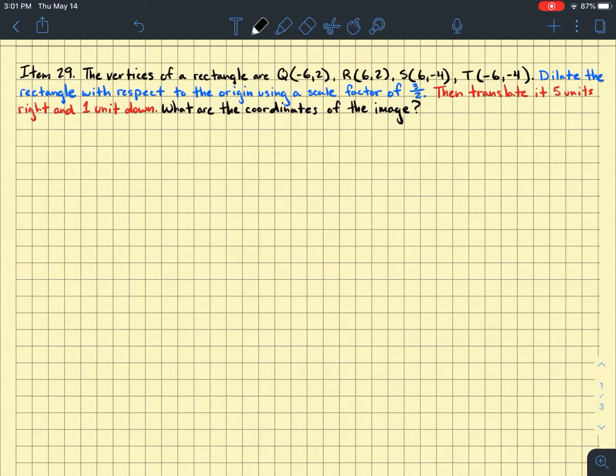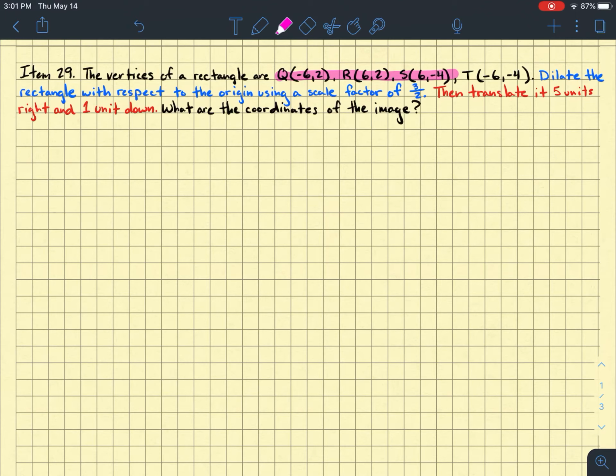We're continuing our review of the Chapter 2 review exercises in Big Ideas Math. This is item number 29. It reads, the vertices of a rectangle are Q, R, S, and T. Q is located at -6 and 2. R is located at 6 and 2. S is at 6 and -4, and T is at -6 and -4. So you have this rectangle.